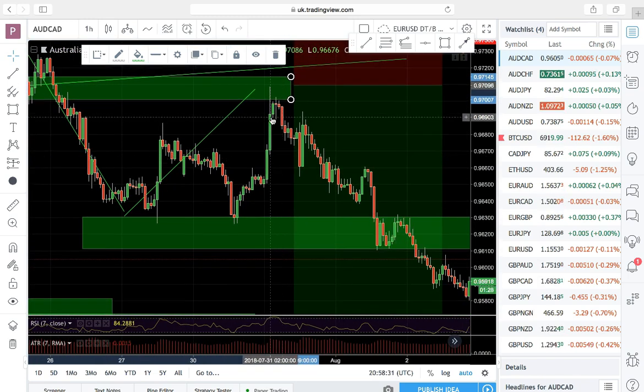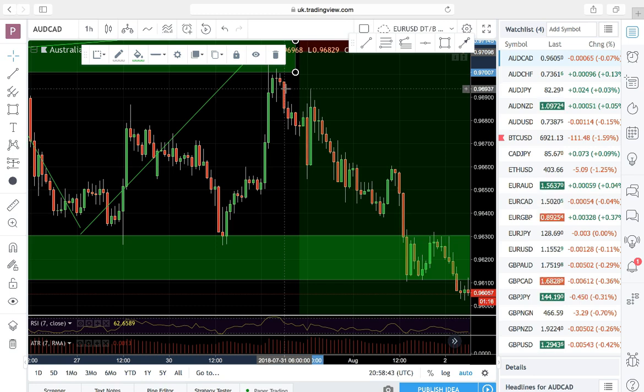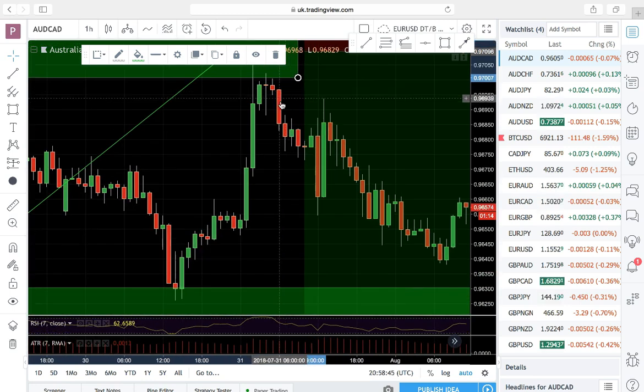The next thing I'm looking for is a lower low, lower close candle. A lower low, lower close candle, what is that? A lower low, lower close candle simply means a candle that has broken and closed below the previous candle. So this is your retest.